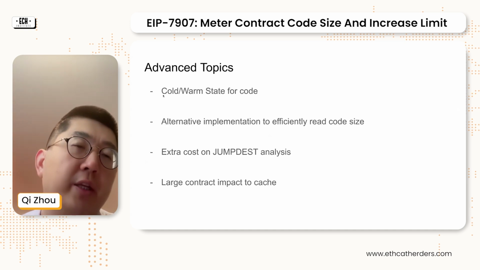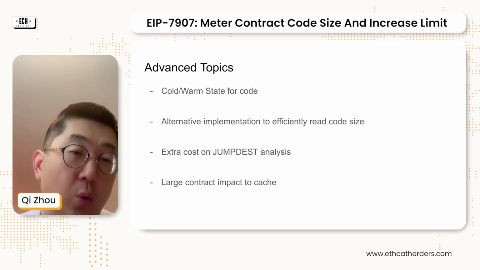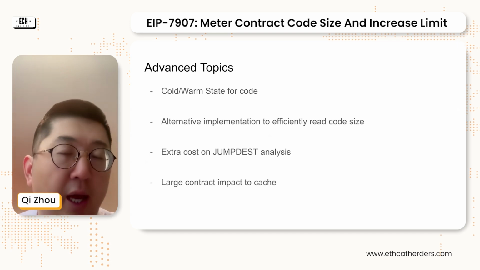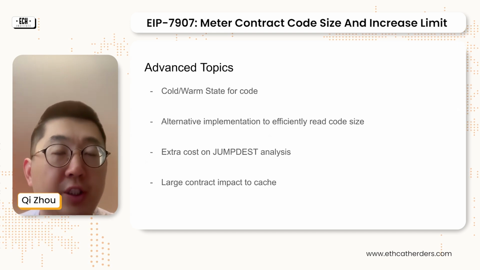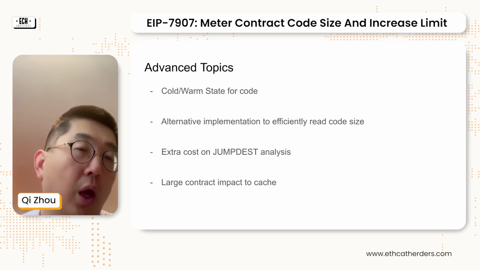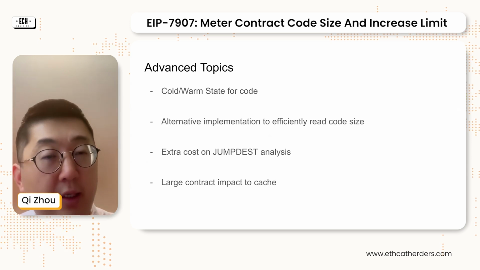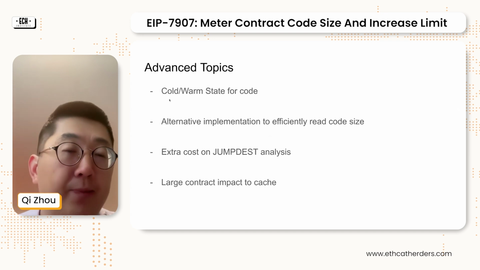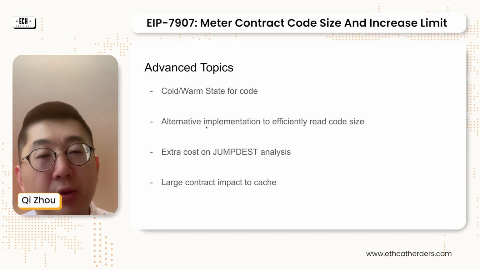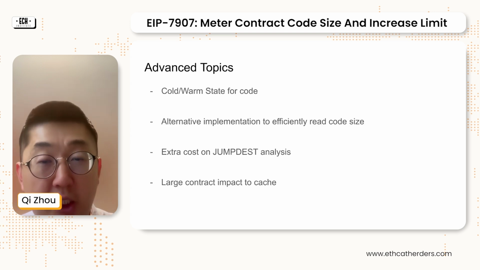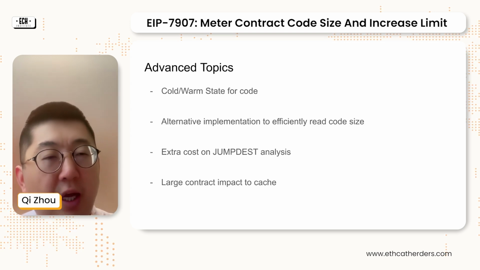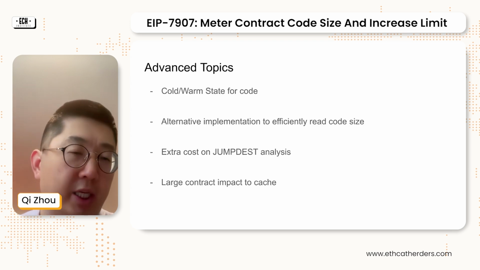So in Ethereum, they introduced the code warm state, kind of like a cache mechanism, in EIP-2929. And unfortunately, the corresponding state for code is missing. So we are also going to introduce that in this EIP. And another question that I already mentioned is how we are able to efficiently read the code size. Is there any other approach? So here I will give another two implementations.